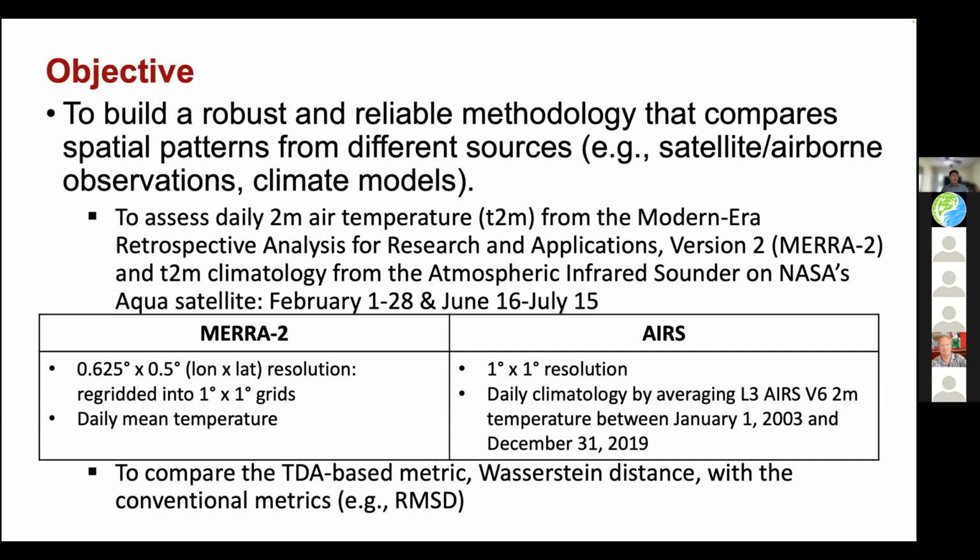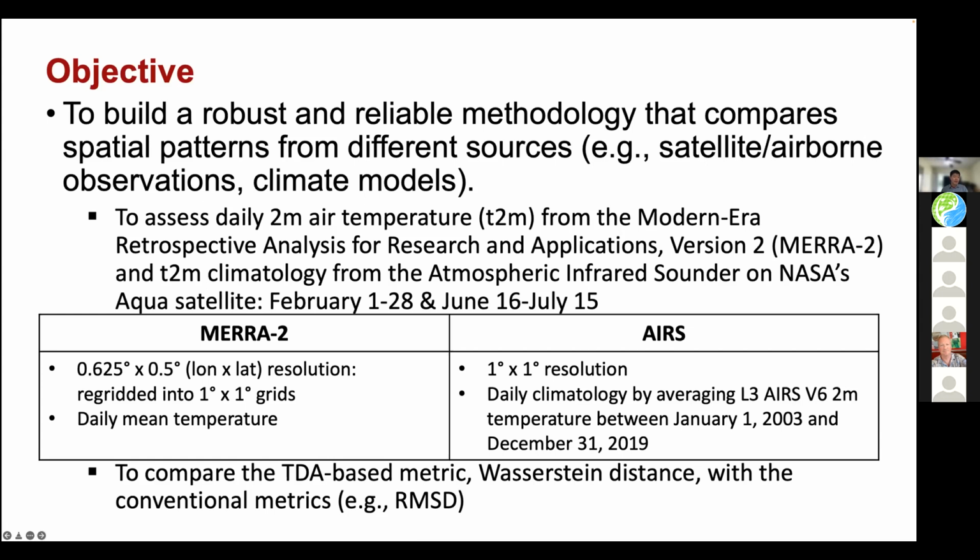So the main objective of this work is to build a robust and reliable methodology that compares spatial patterns from different sources. Specifically, we assess two temperature datasets in February 2021 and between June 16 and July 15 in 2021. One is the MERRA-2 reanalysis; you can think of this as the ground truth observation. This MERRA-2 reanalysis has a relatively high spatial resolution of 0.625 by 0.5 degrees.